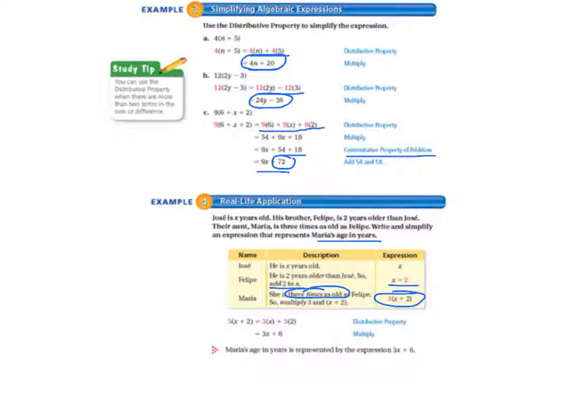So we use our distributive property, 3 times x plus 2, which equals 3 times x plus 3 times 2. So that equals 3x plus 6. So Maria's age in years is represented by the expression 3x plus 6.